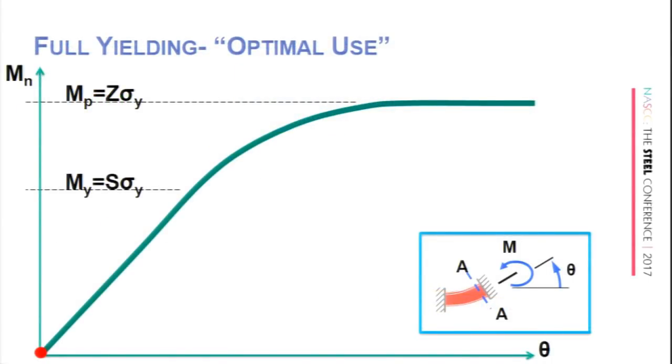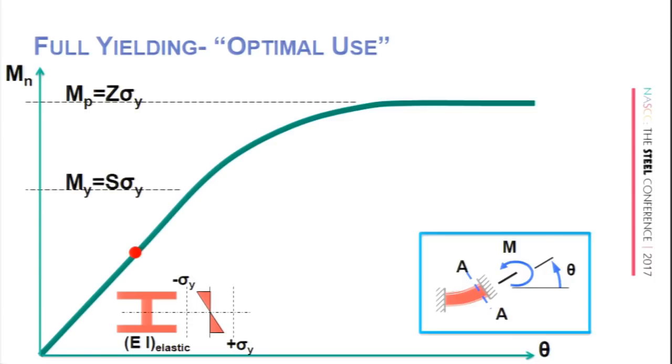So what does it mean to be in full yielding? Well, if we look at our cross-section in a little bit different way, and we take our beam and we bend it up through a rotation theta with a moment M, and we plot those two, we'll get a curve that looks something like this, and we'll apply that rotation, and somewhere below yield, we'll have our cross-section completely below our yield stress of our material.